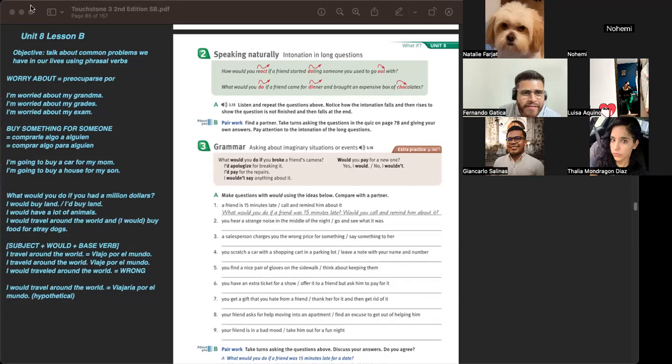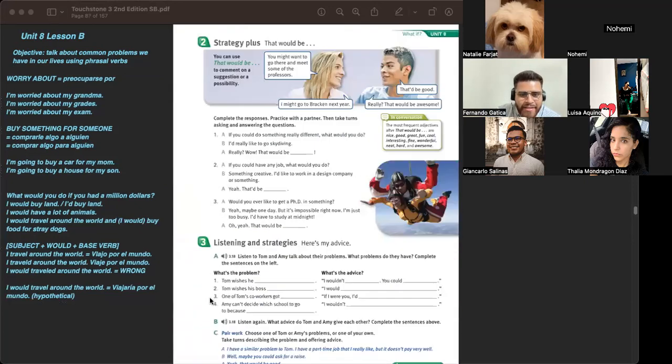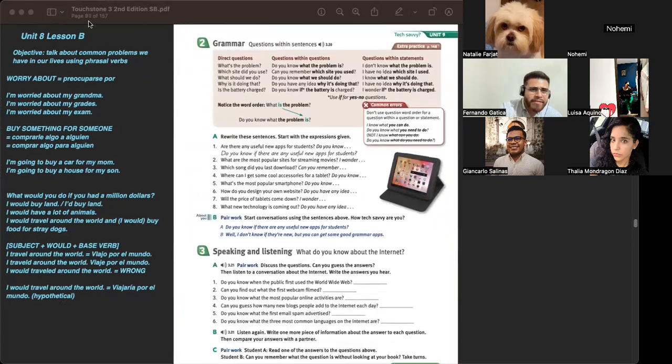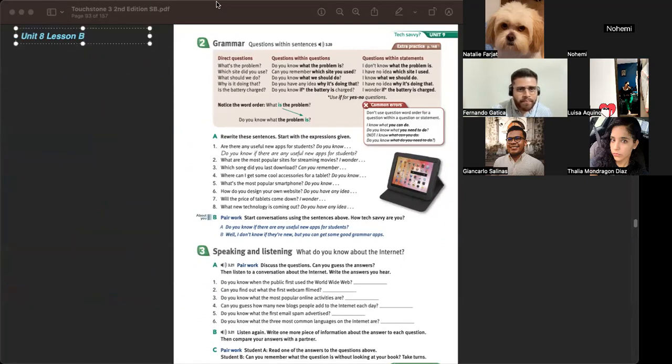Let's go to the next lesson. Unit 9, Lesson A. Go to page 87, please. Page 87. Unit 9, Lesson A. I love this lesson. It was a hard lesson. We spent, what, like 3 or 4 days on this lesson? But I know you will understand it by the end of this week.